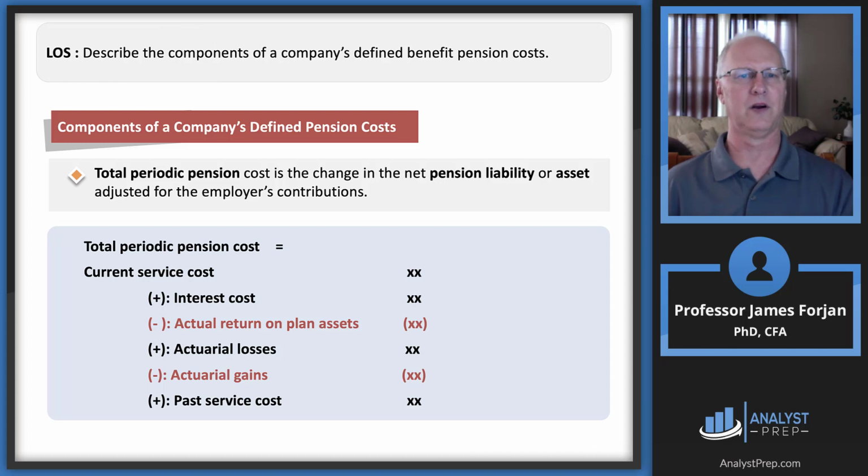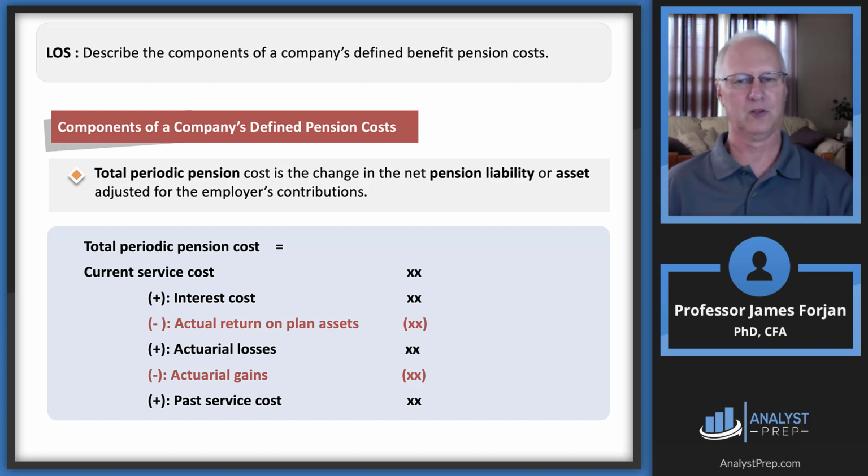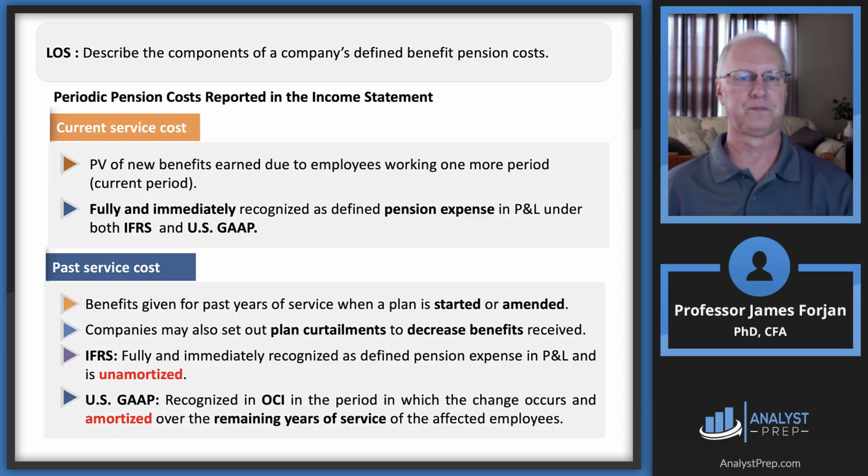All right, so there we did our example. All right, how about this LOS? Components of the company's DB pension costs. All right, so total periodic pension costs. So we start with what our current service cost is. We add in interest, we add in actuarial losses, we add in past services, and then we subtract out returns on the plan assets and any actuarial gains. So notice we have those in black and in red, plus and minus.